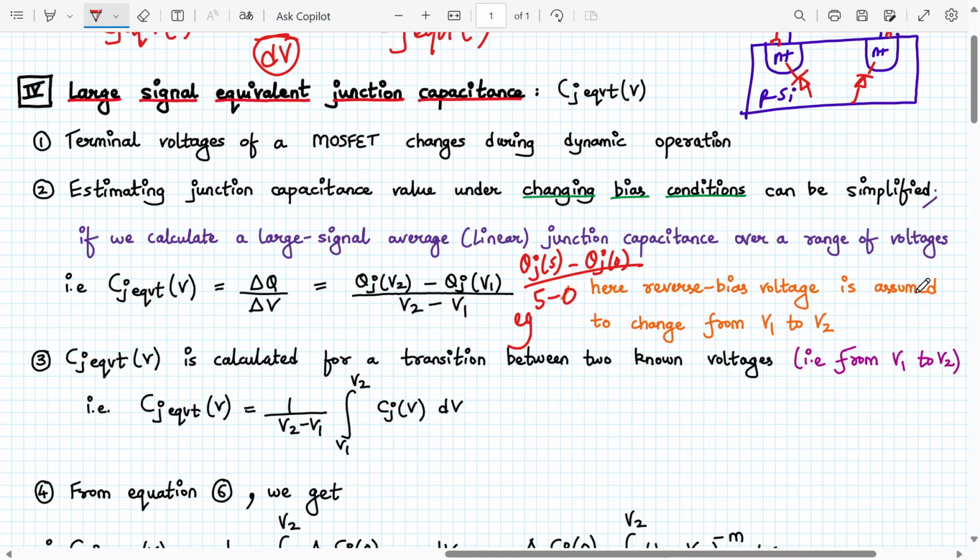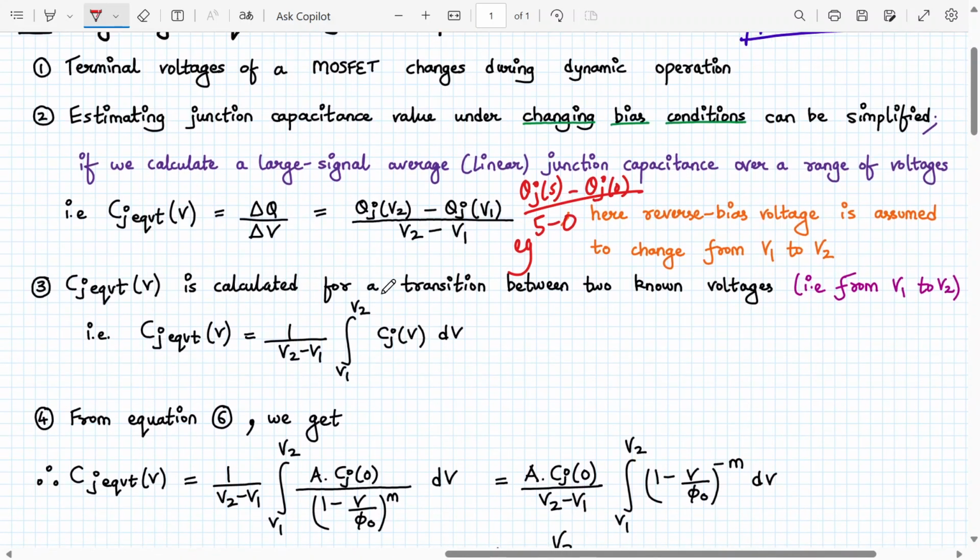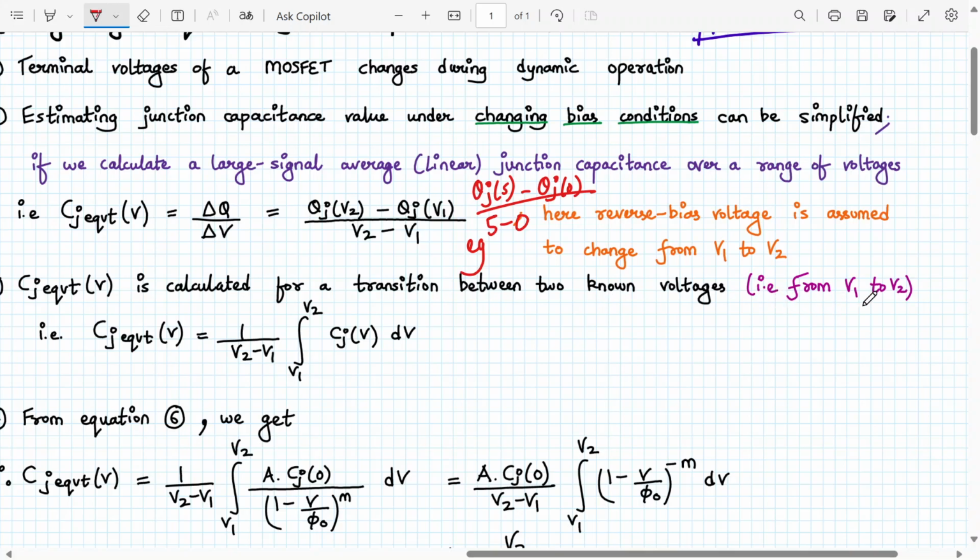So let's say the reverse voltage is assumed to change from V1 to V2. V1 is 0 and V2 is phi. So here it is the charge associated with the voltage phi minus the charge associated with the voltage 0. So that will be delta Q by delta V. So Cj equivalent is calculated for a transition between two known voltages. We know the change in the voltage, so we know the value of V1, let's say for example it is 0. We know the value of V2, so these are known voltages.